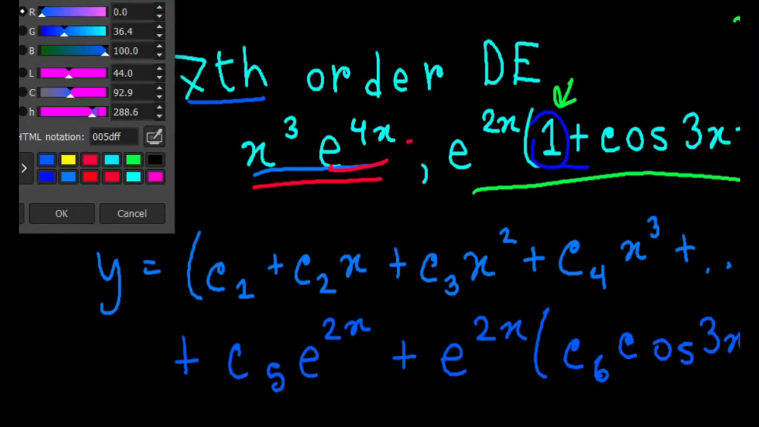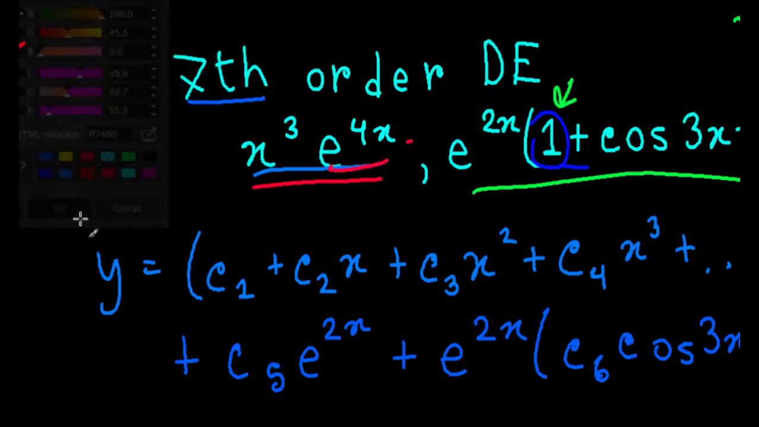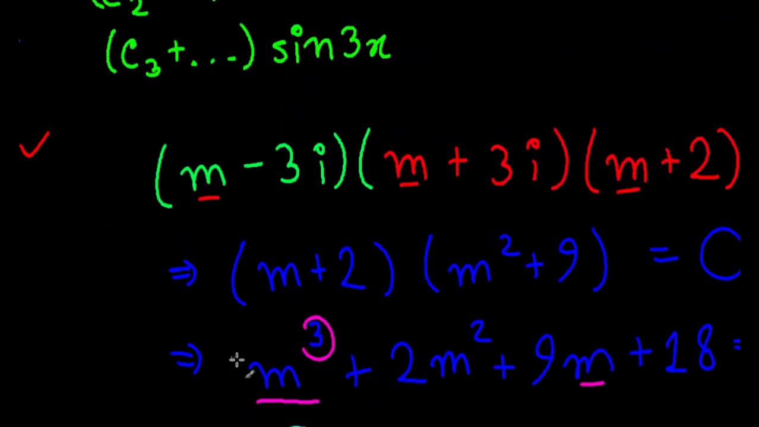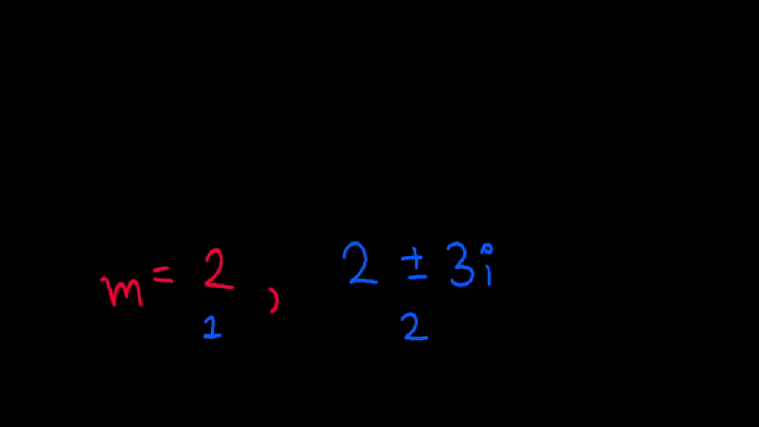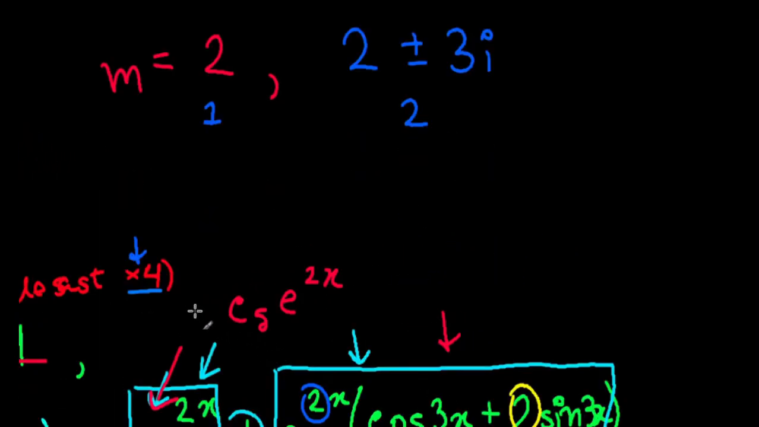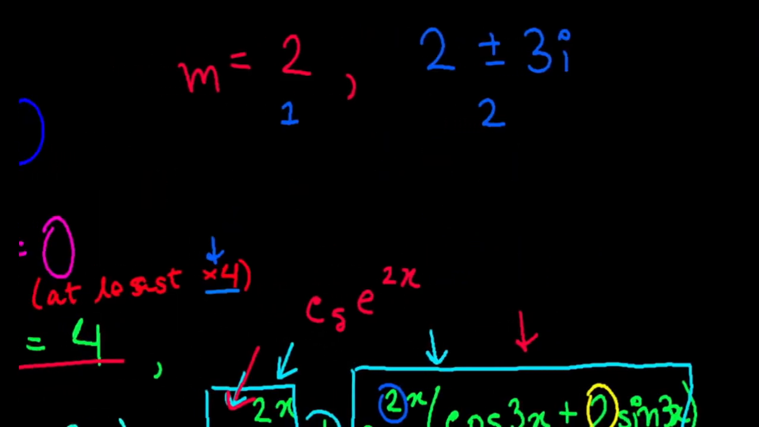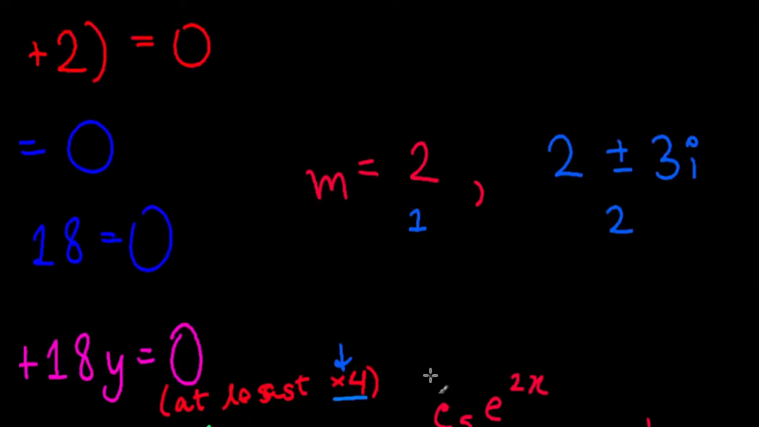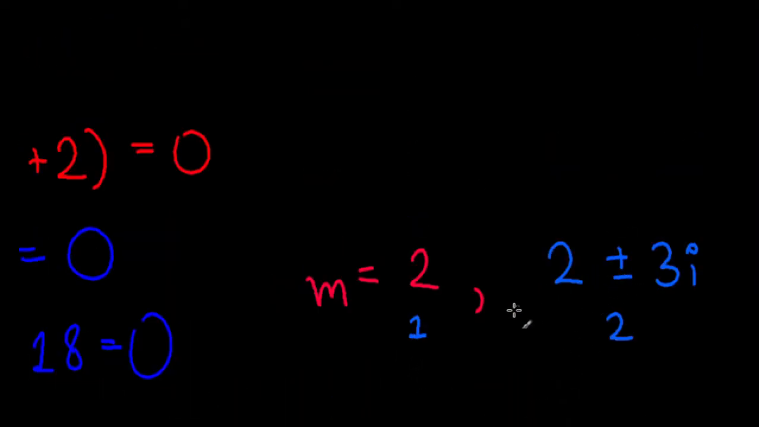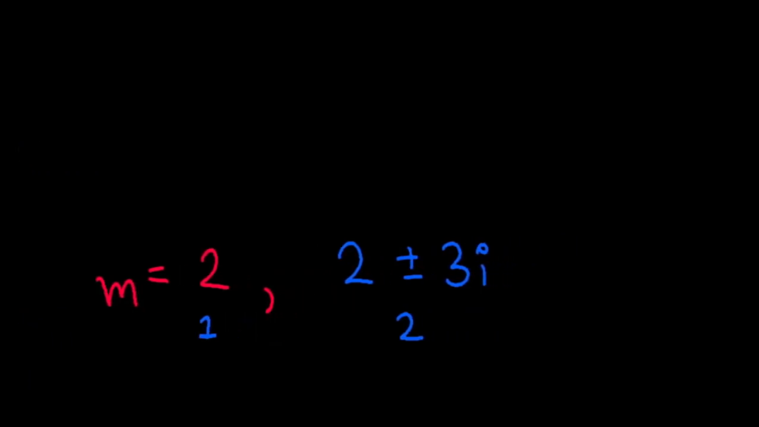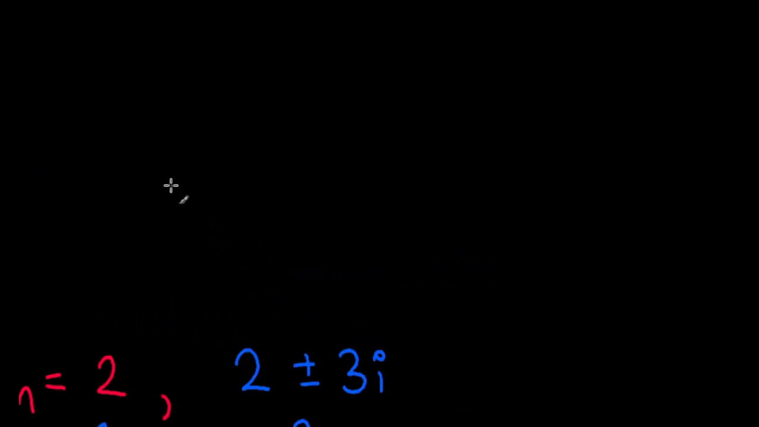What we need to find next is our differential equation itself. For that, we need to go back to our roots. So our roots are m equals 4, repeated 4 times, m equals 2 repeated once, and m equals 2 plus 3i and 2 minus 3i. All 3 of them just appear once each.